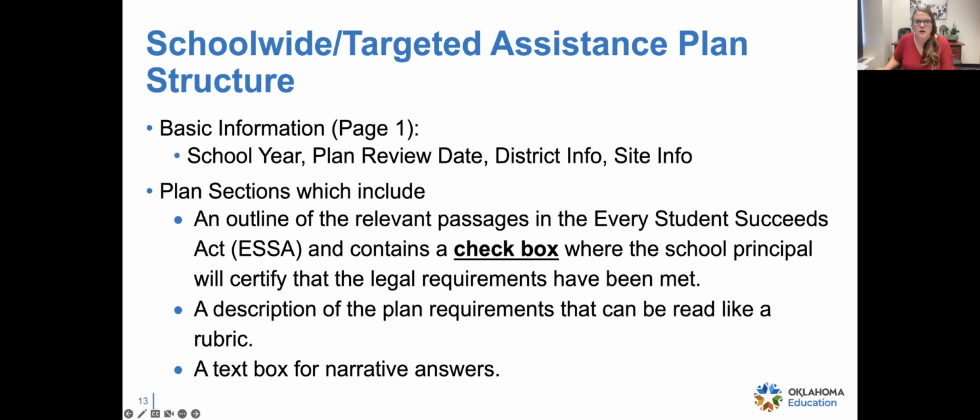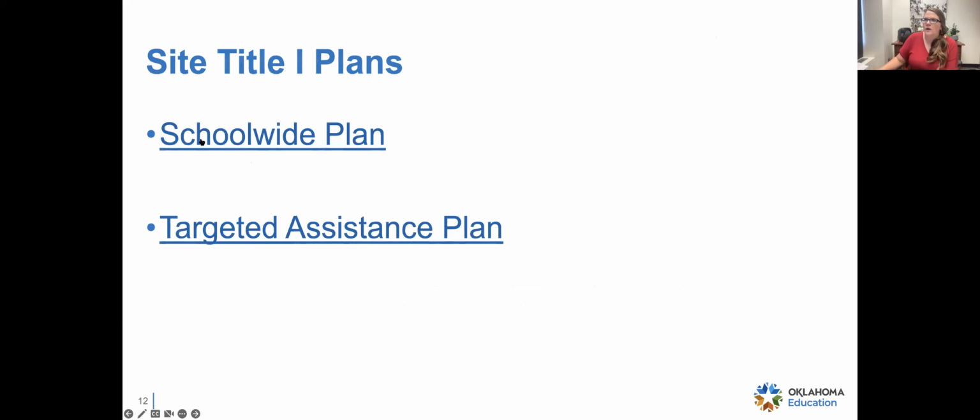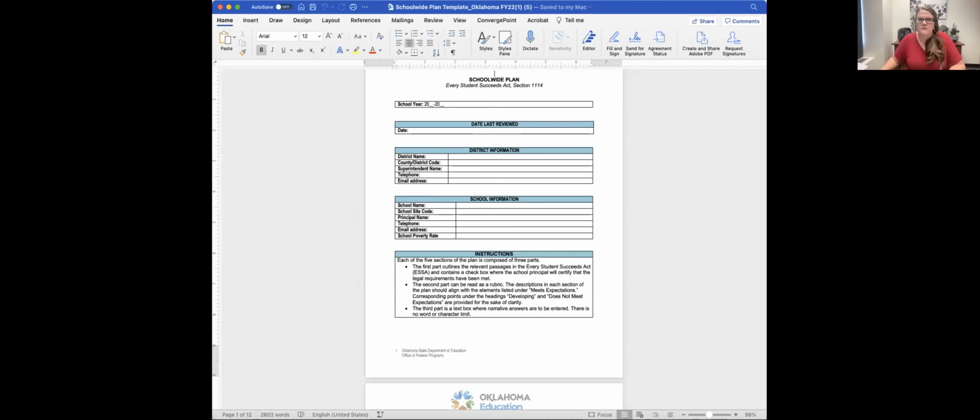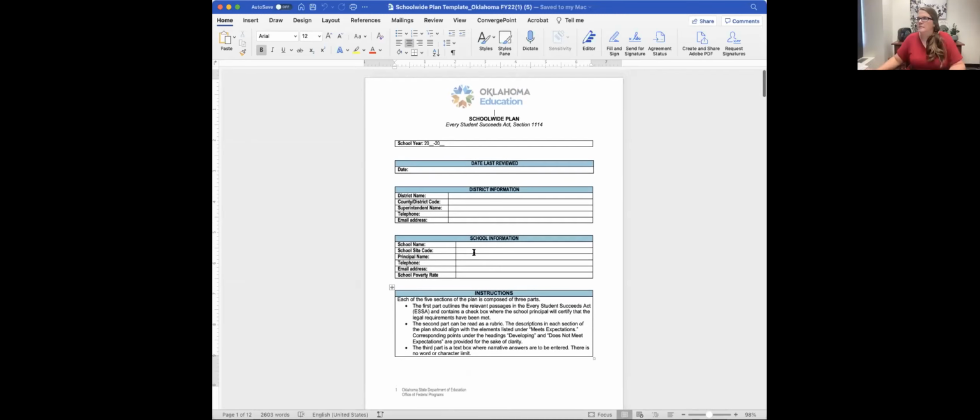I'm going to go ahead and just click on one so that we are aware a little bit of what we're looking at. So let me stop sharing this screen and I will share that screen. So this is the school-wide plan. And you can see the district information on that first page and the school information, and then the instructions. And then after that, the pages are pretty much the same kind of template.